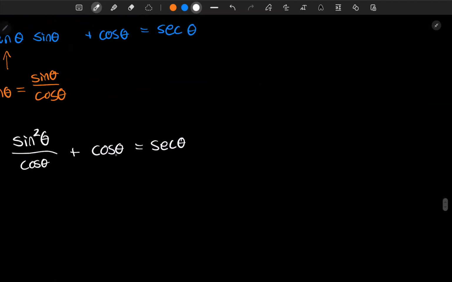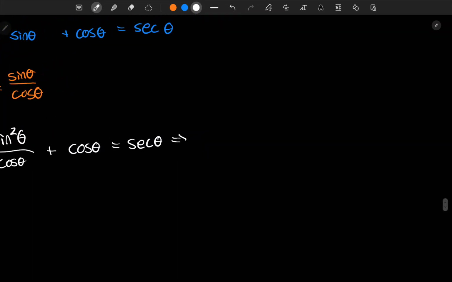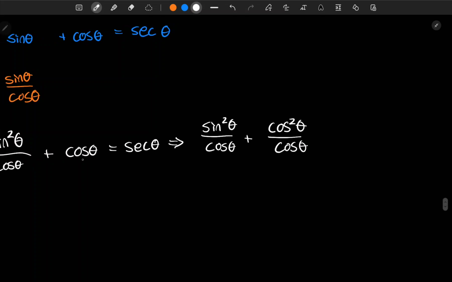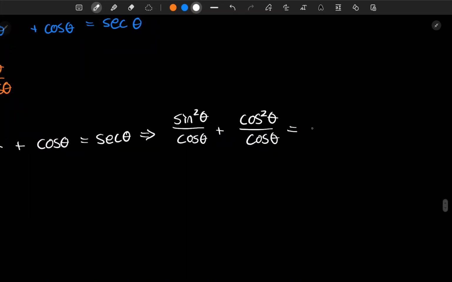So we have sine squared theta divided by cosine theta plus cosine theta is equal to secant theta. Then we can multiply this second term here by cosine theta divided by cosine theta. When we do that, what we get is sine squared theta divided by cosine theta plus cosine squared theta divided by cosine theta. So all I've done is I've multiplied the second term by cosine theta divided by cosine theta. Since that's 1, it's perfectly allowed. And this should still be equal to secant theta.